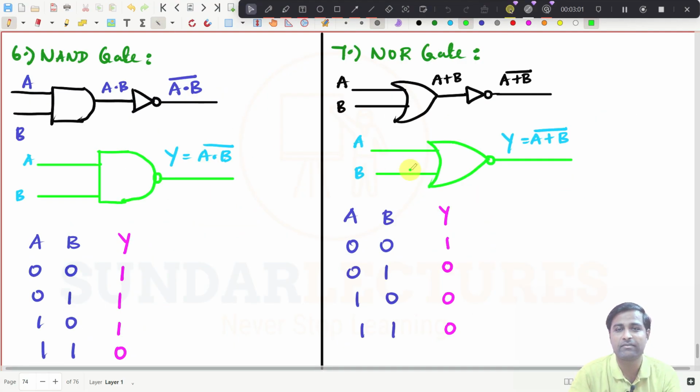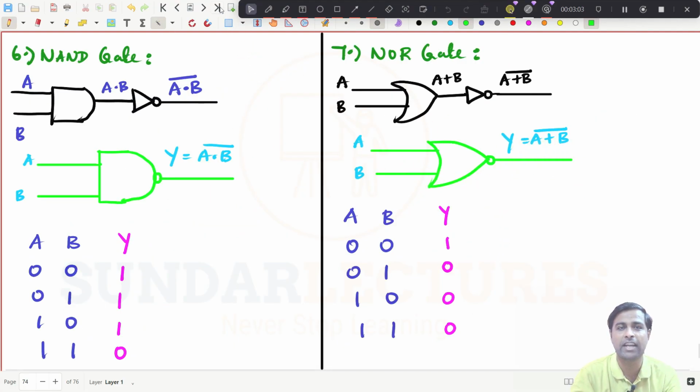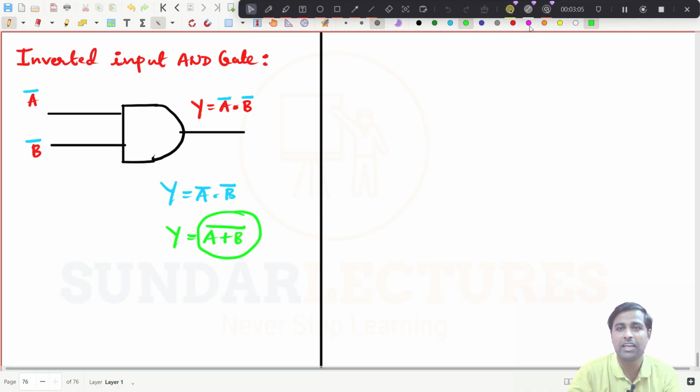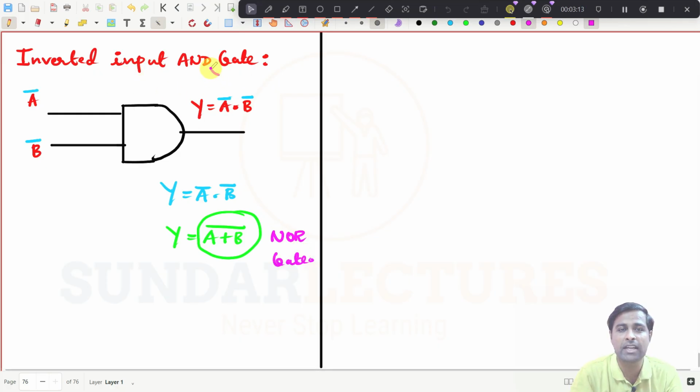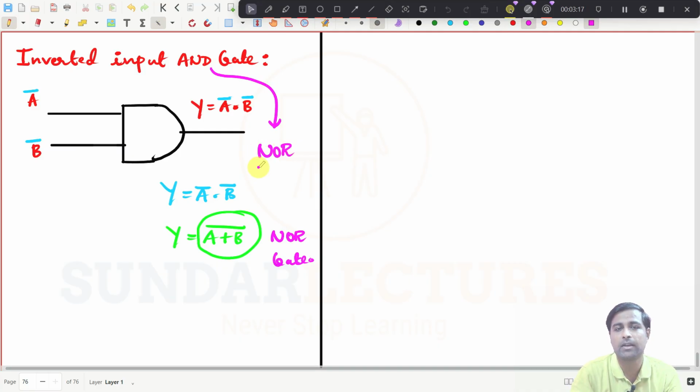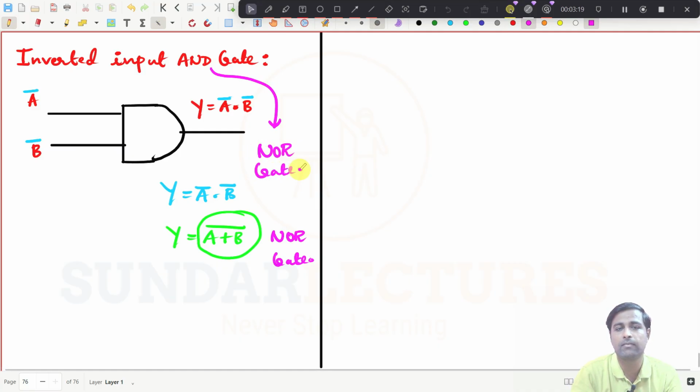See here. It is an OR gate, right? So obviously it comes out to be an OR gate. So what is my point? The inverted input AND gate will be an OR gate, right? So what I can draw now, it is very important to you. Just be with me now.